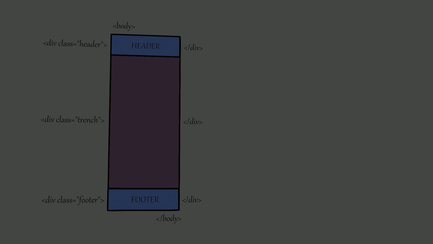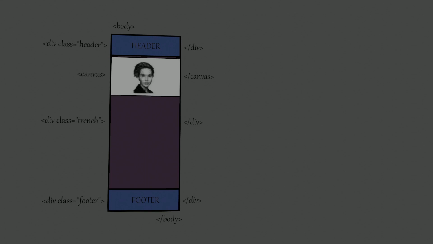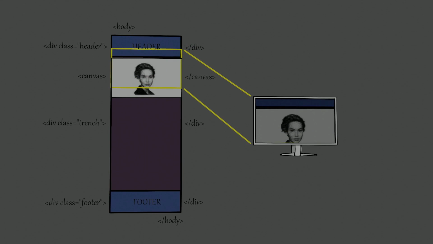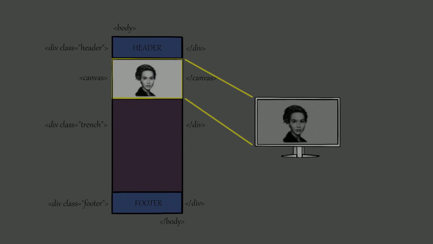Before starting coding, let me show you the basic working principle of this. So first we will create the HTML document body, then we will add a header, a footer, and in between a taller div, which I will call trench. In this trench we will have our OpenGL canvas, where the full screen quad will be rendered using the desired texture. For better visuals, I added this yellow rectangle and monitor to represent the current viewport.